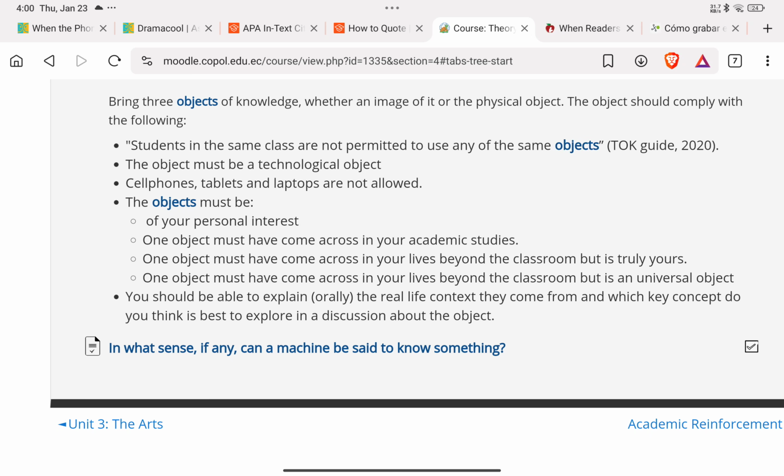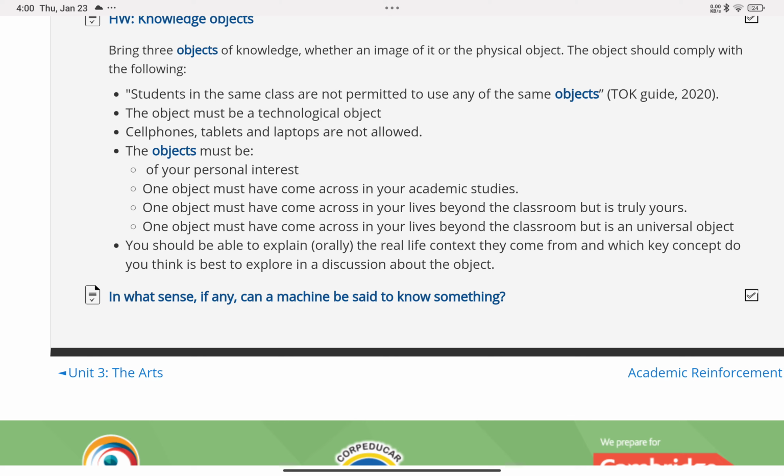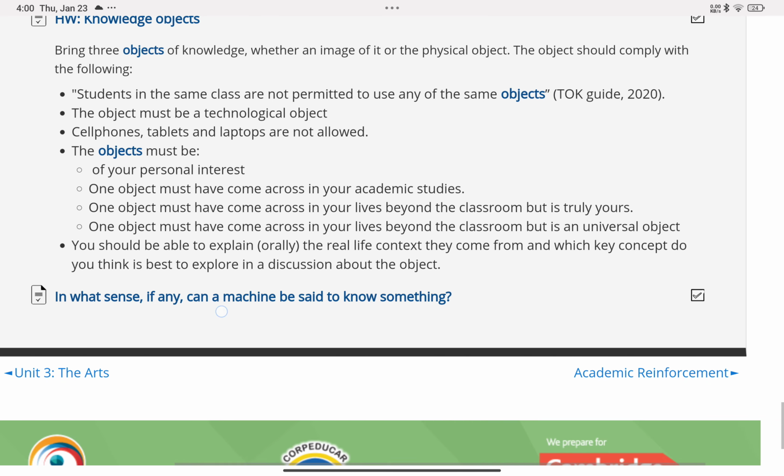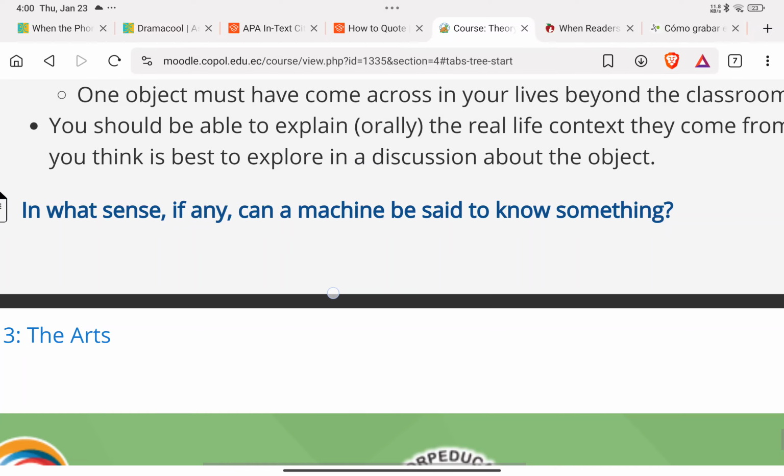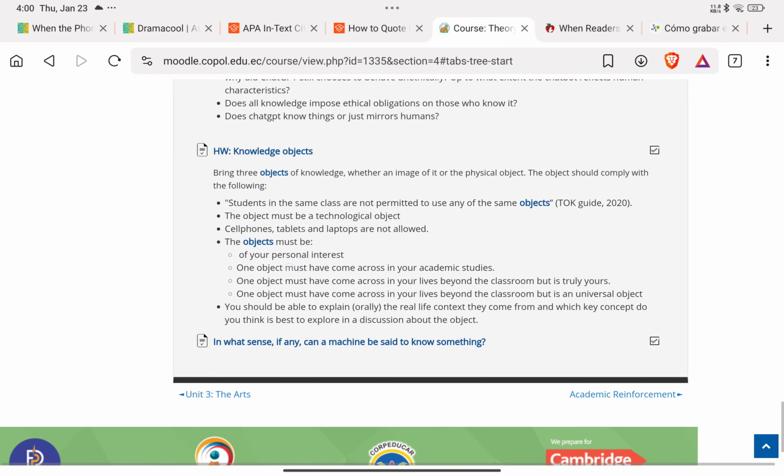You can find an object that comes from your academic studies, something that is personal, or something that is a universal object, okay? And you should be able, well, this is something that we check individually with interviews. By the way, remember that you have this activity. This is the second activity that is graded, by the way.